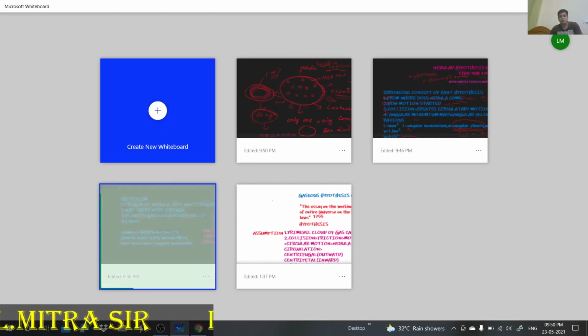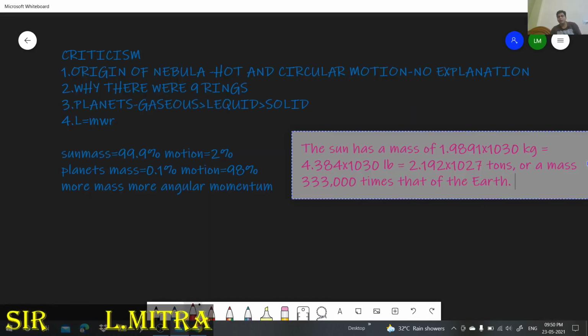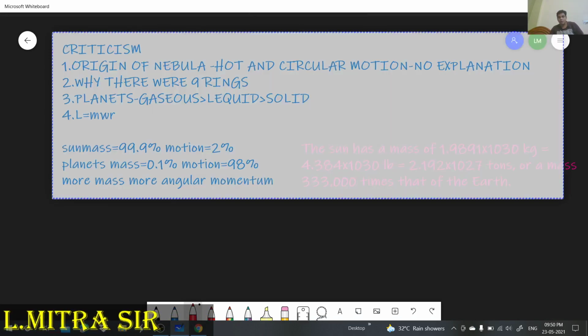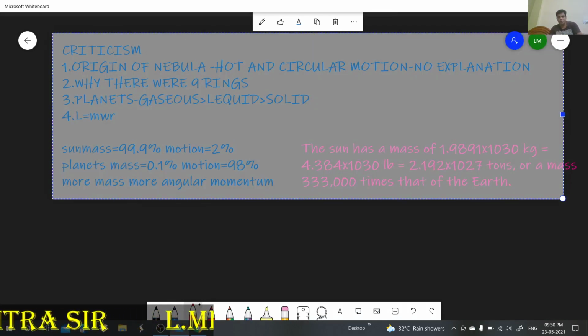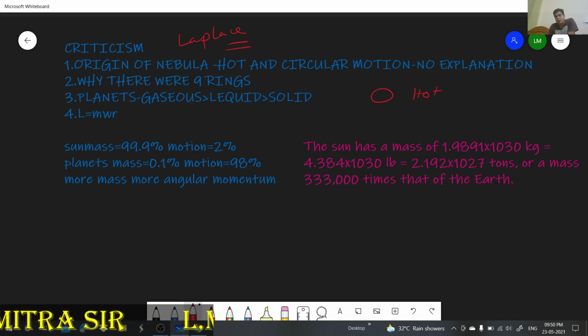Okay, a number of questions arose when he published this hypothesis. First criticism: the origin of the hot and circular-moving nebula. Where does it come from, according to the Laplace hypothesis? Laplace first described a hot and moving nebula.